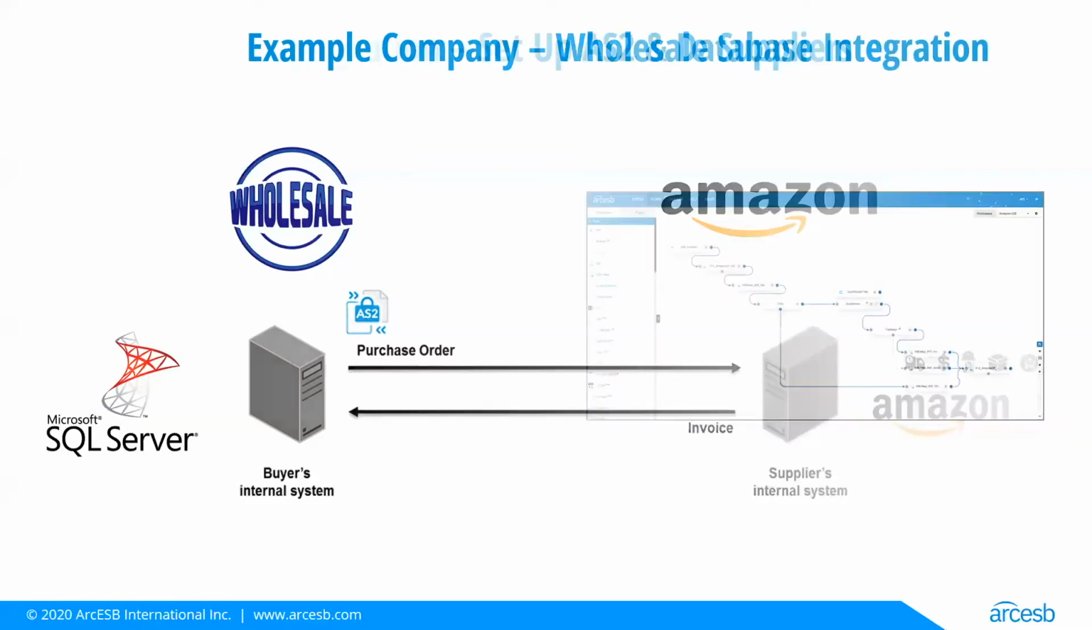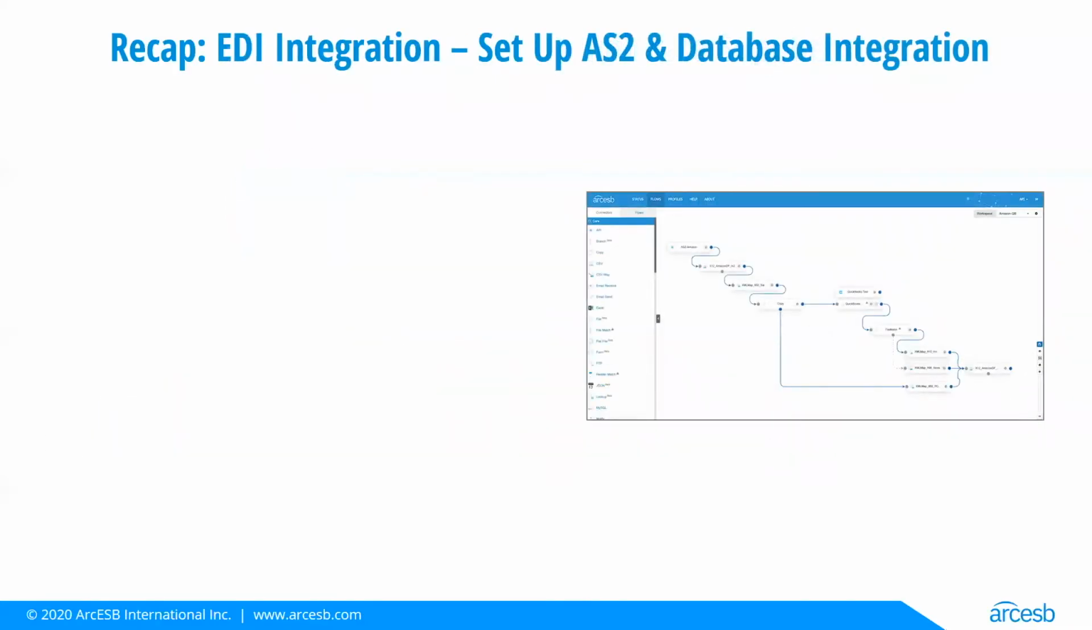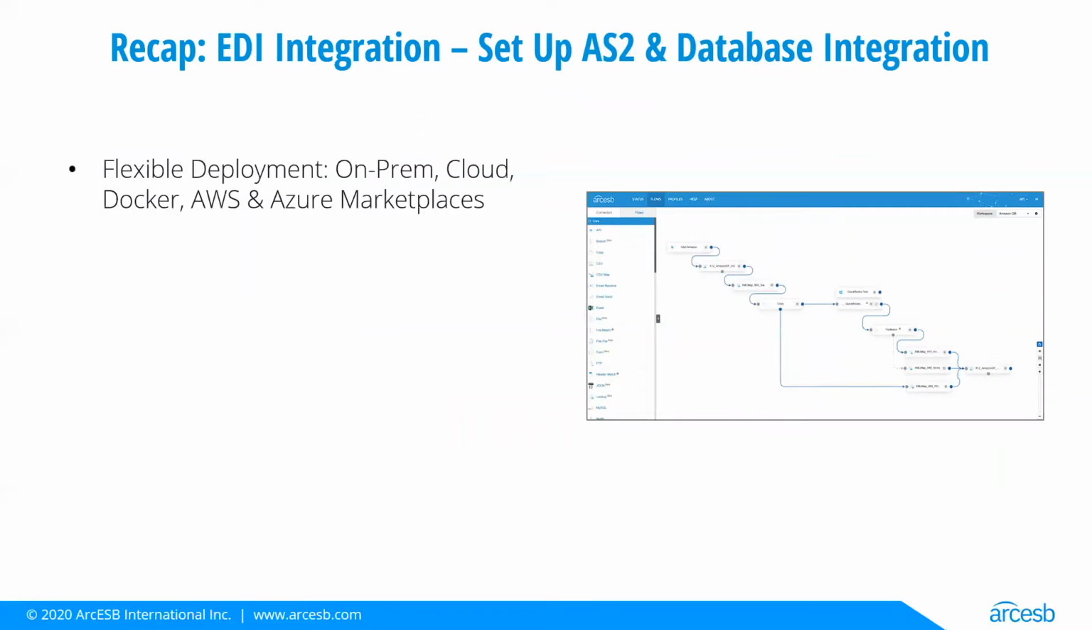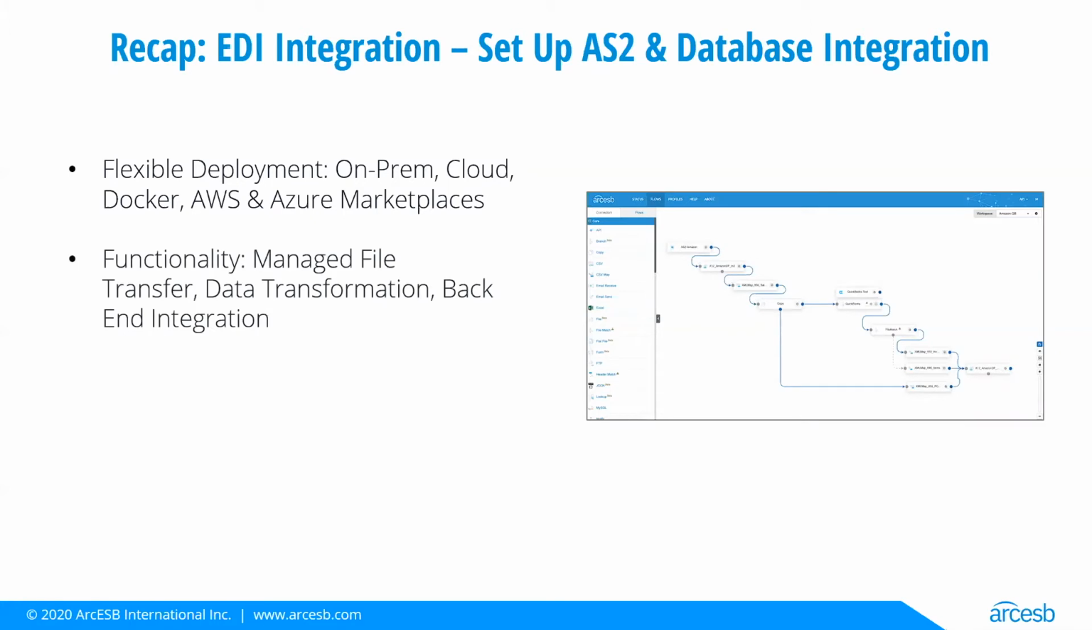So we started with a brief introduction of ArcESB as an application. And we talked about how it's a web application that you can deploy anywhere. So that's on-premise, in the cloud. You can even rent instances via Amazon or Azure Marketplace. Then we talked a little bit about the 3 major categories of features that ArcESB has, namely that's managed file transfer, data transformation, and backend integration. Then we introduced everyone to the workflow canvas where you drag and drop our connectors to create custom business workflows.